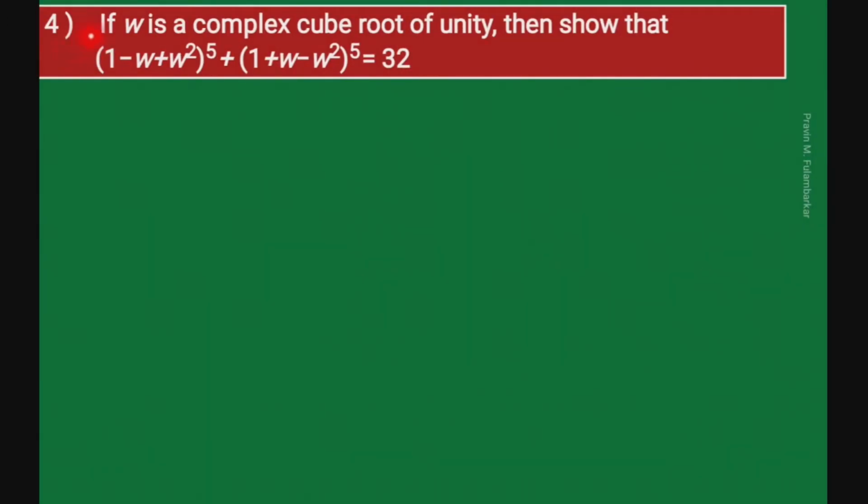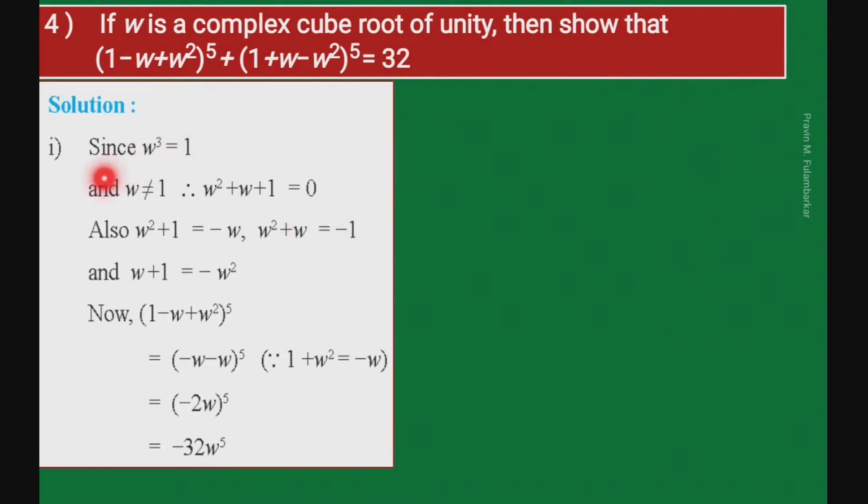Now see question number 4. If omega is a complex cube root of unity, then show that (1 minus omega plus omega square) raised to the power 5 plus (1 plus omega minus omega square) raised to the power 5 equals 32. So here we have to use the property 1 plus omega plus omega square equals 0. So we consider here omega cube as 1. So we write omega cube equals 1 and omega not equal to 1.